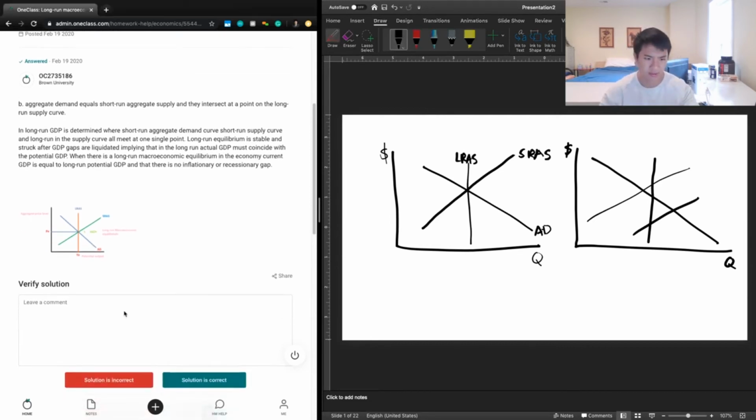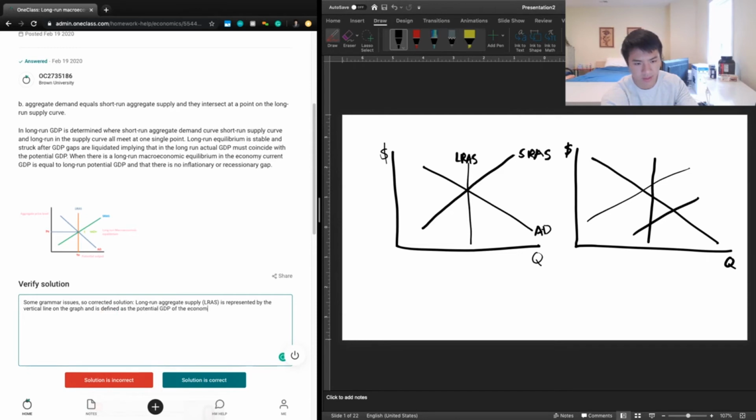We're going to rewrite some of this to make it a little bit more clear. So we say long run aggregate supply is represented by the vertical line on the graph, and it's great that they included this graph, which is super helpful, and is defined as the potential GDP of the economy, assuming it is operating at full capacity with all factors variable.